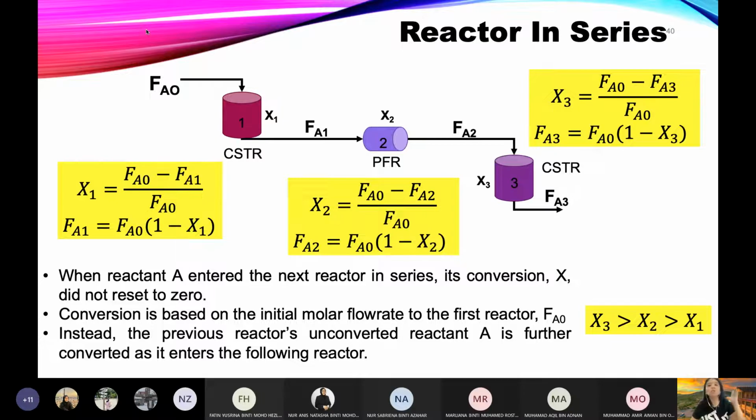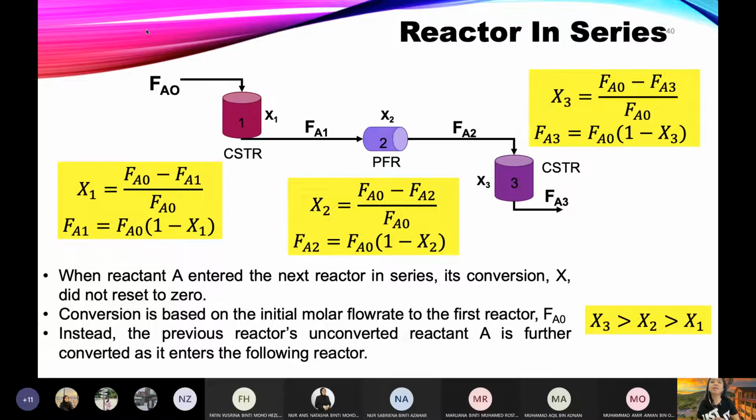Okay. So conversion dalam reaktor pertama, 100 minus 50, in minus out divided by the in again. So 100 minus 50 divided by 100, you get 50%. Maksudnya 50% of your A has been converted in the first reactor. Okay. So yang keluar tadi daripada reaktor pertama 50 mol per saat kan. Okay. So this 50 mol per saat akan masuk kepada reaktor yang kedua. Okay.